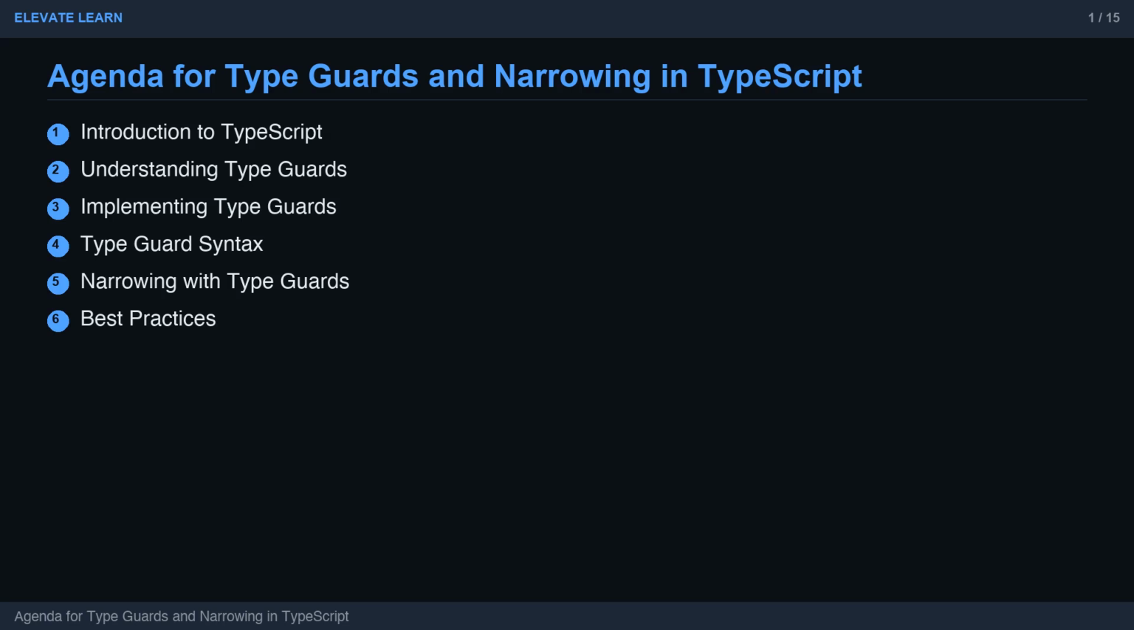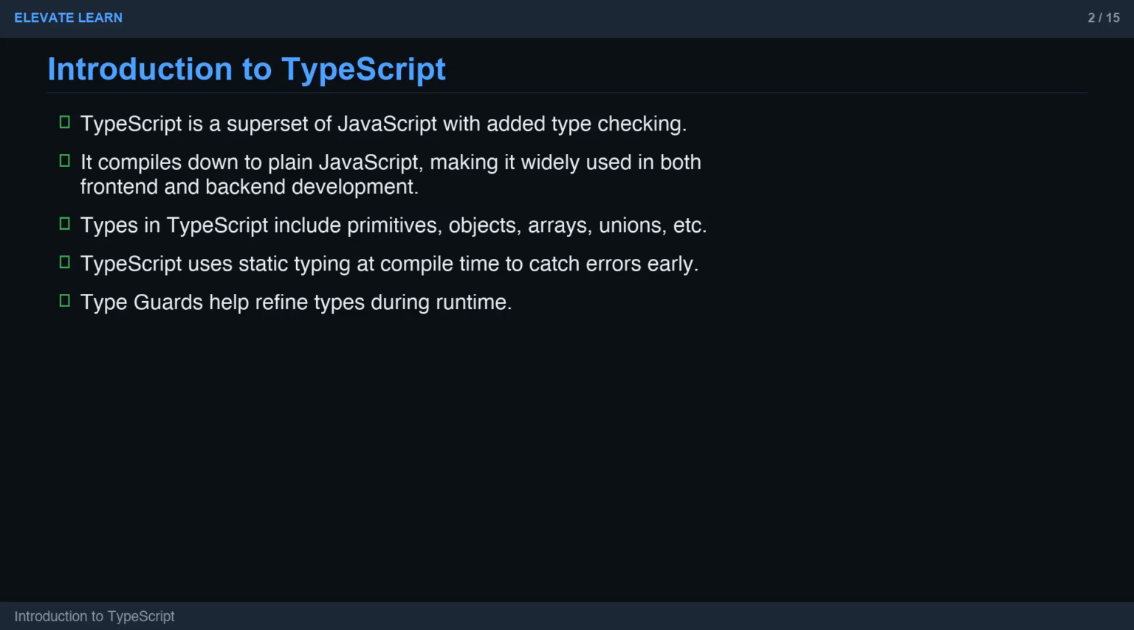Let's get started. Welcome to our introduction to TypeScript. Today, we'll dive into the powerful feature of type guards. So, what is TypeScript? It's like JavaScript with an extra layer of protection: type checking. This means that even though TypeScript compiles down to plain old JavaScript, developers can catch errors early by defining types for variables and functions. Types in TypeScript are versatile. You have primitives like numbers and strings, objects, arrays, unions, the works.